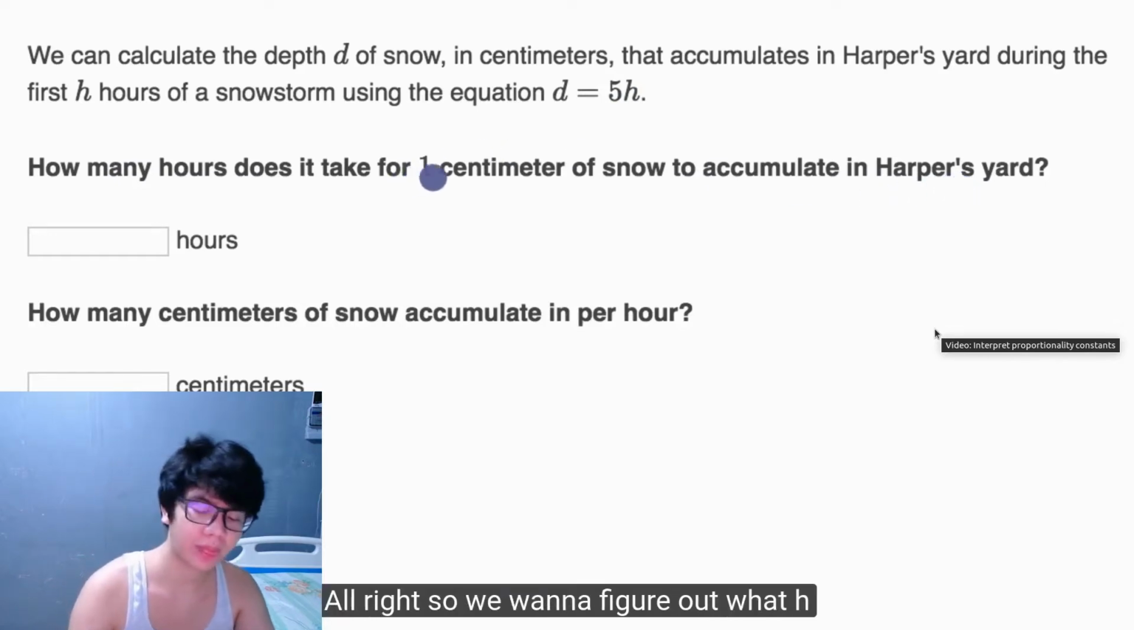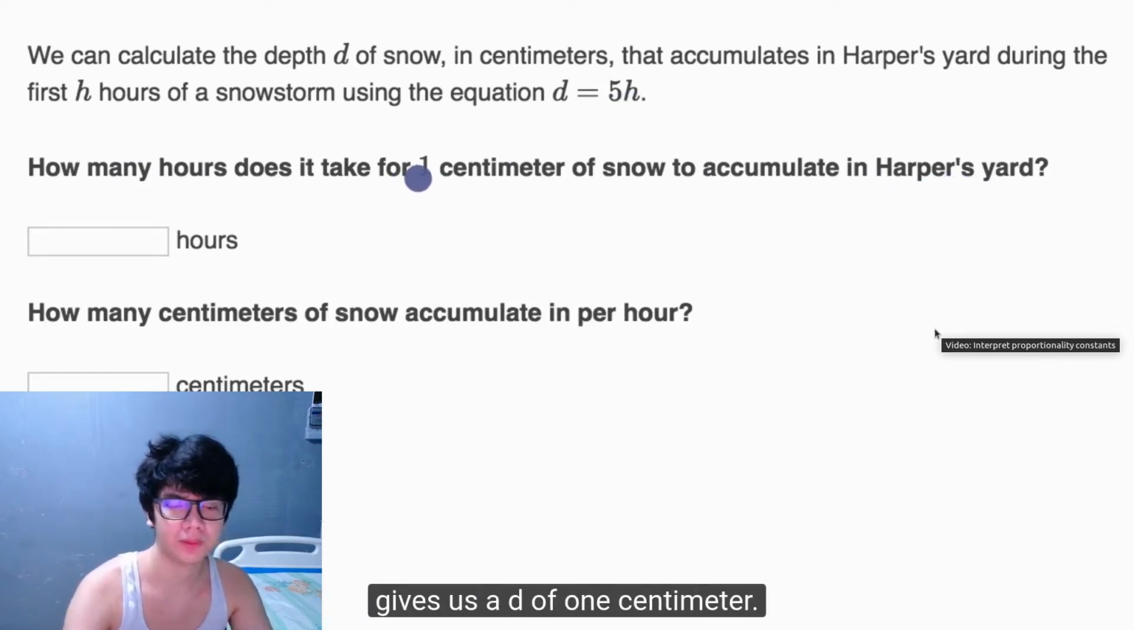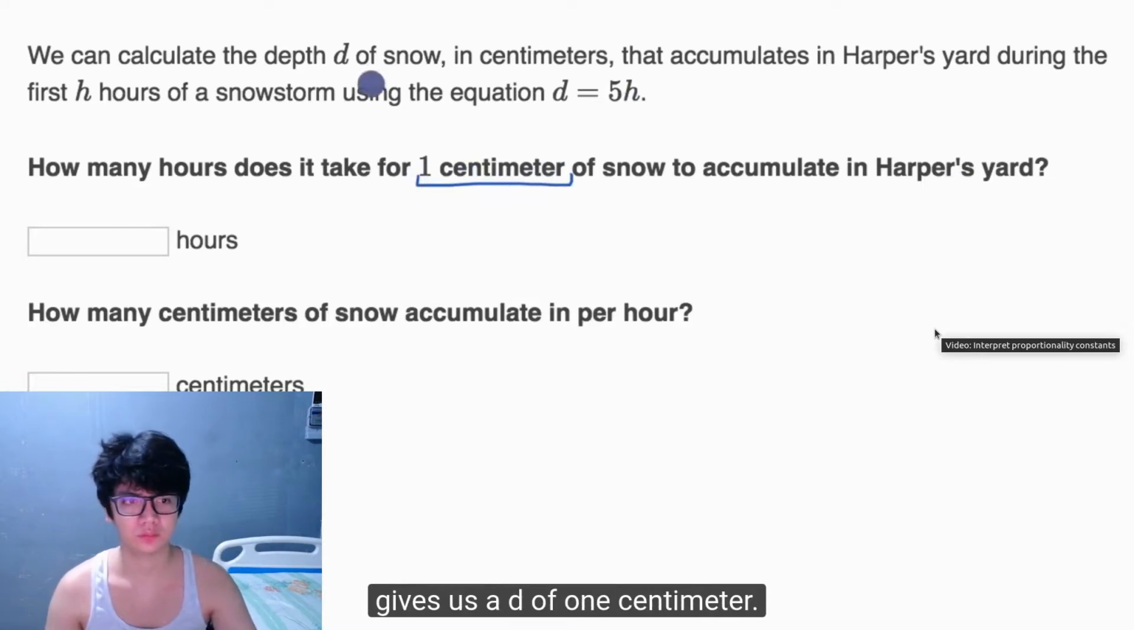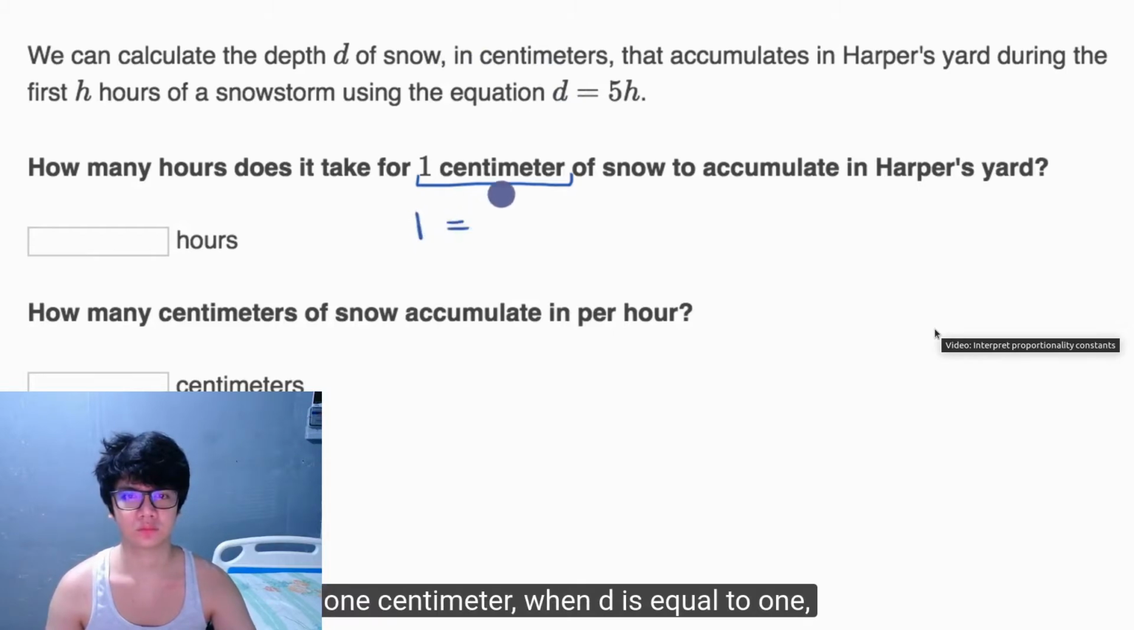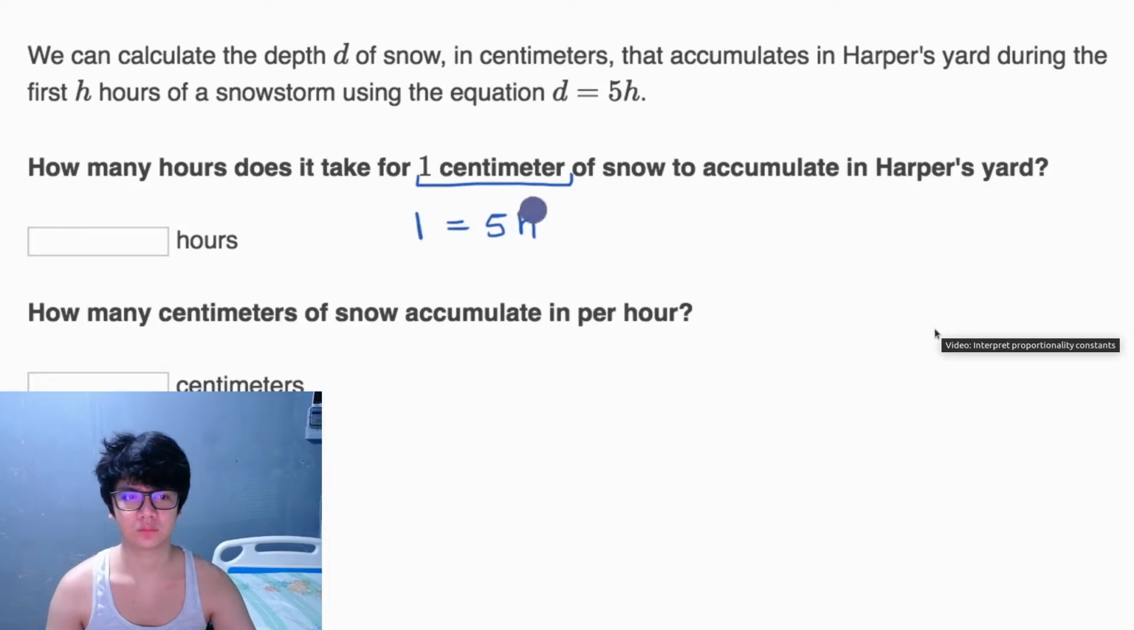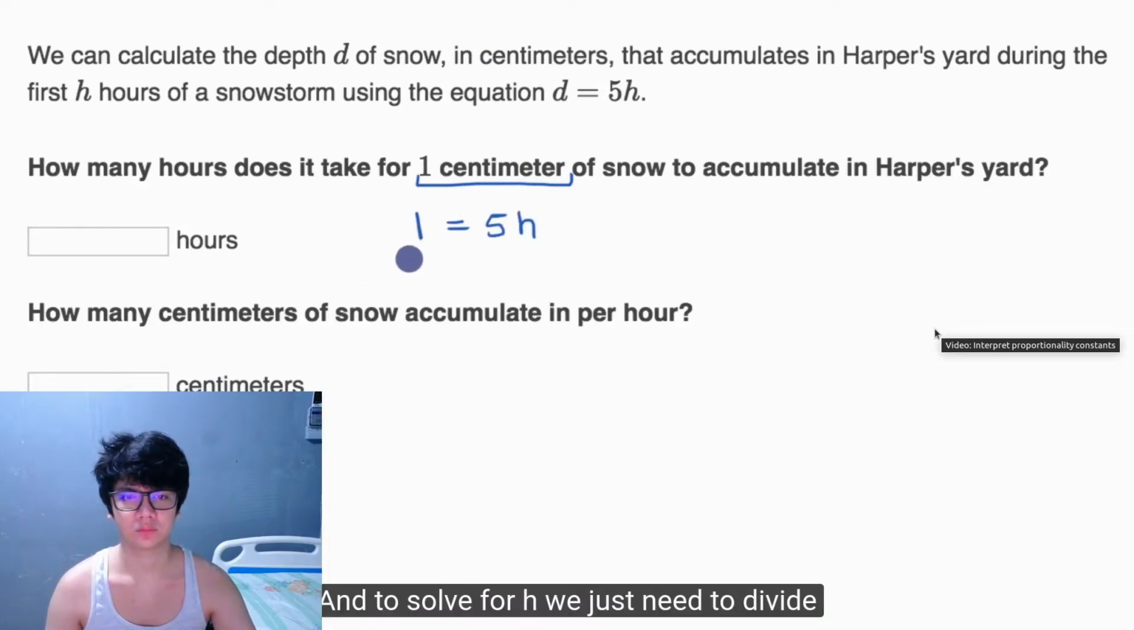All right, so we want to figure out what h gives us a d of 1 centimeter. Remember, d is measured in centimeters. So we really just need to solve the equation for d equal to 1. When d is equal to 1, what is h going to be? To solve for h, we just need to divide both sides by 5.